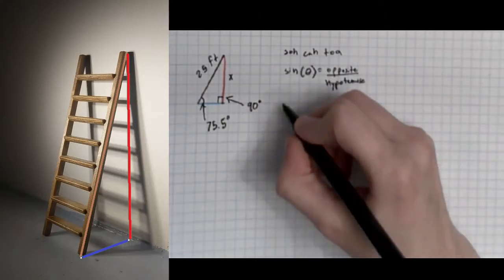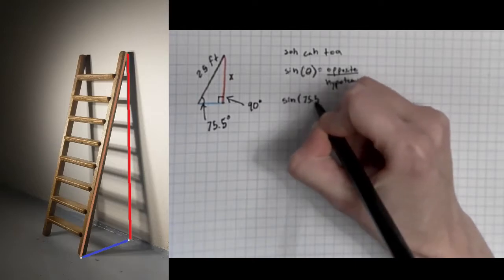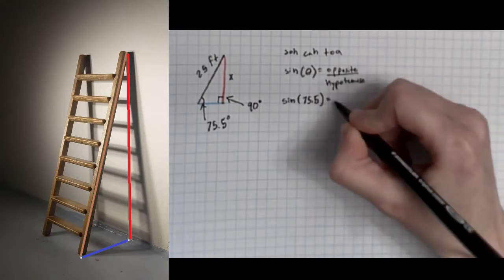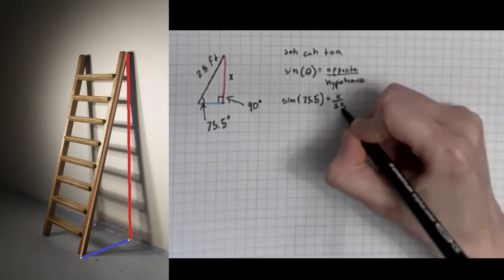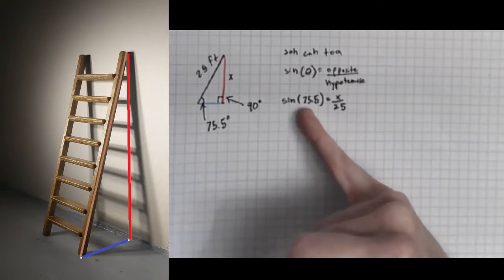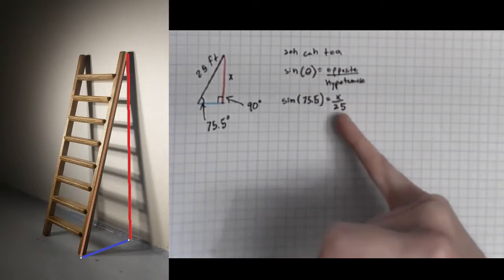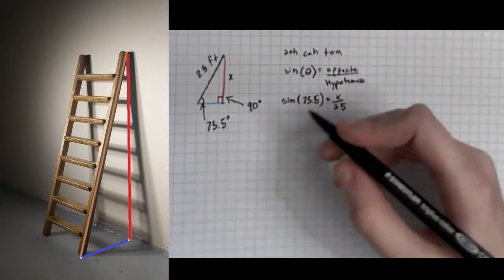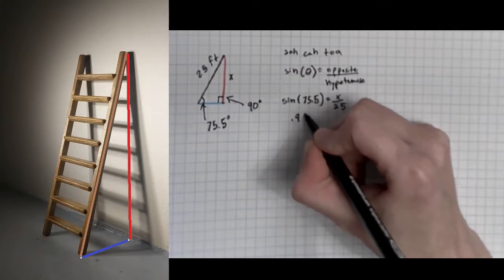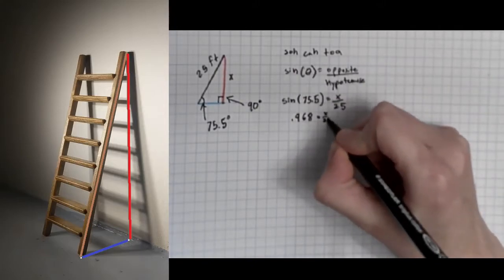And so we just need to plug in the values that we have here into this. So we're going to do the sine of 75.5 equals x over 25. So we can get our calculators out and find what the sine of 75.5 is. Sine of 75.5 is about 0.968. So we're going to do 0.968 equals x over 25.